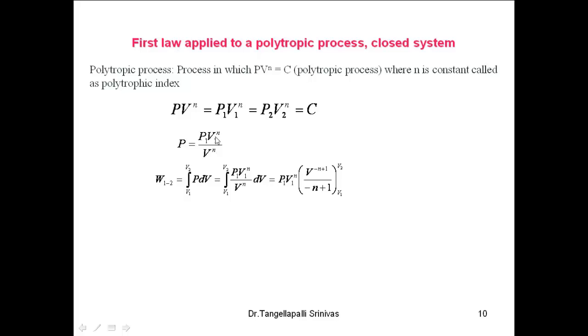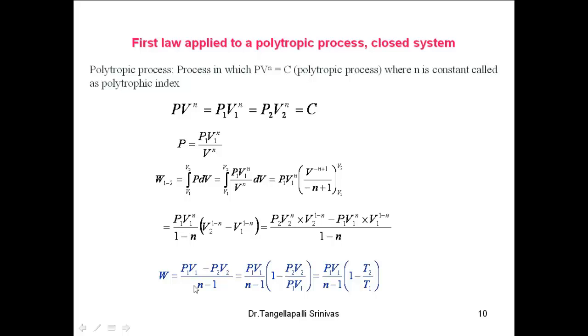The P1 V1^n is constant, that's why it can be taken out. Now the integration becomes dV divided by V^n, that is equal to V^(-n+1) divided by (-n+1). After substituting the lower limit and upper limit and simplifying, the final equation for work is (P1 V1 minus P2 V2) by (n minus 1).